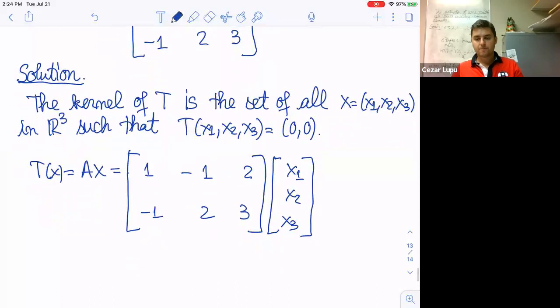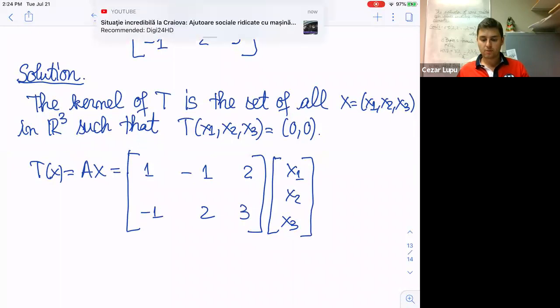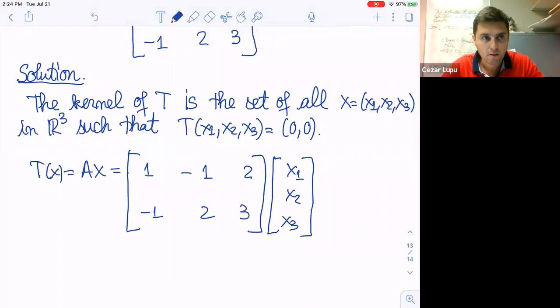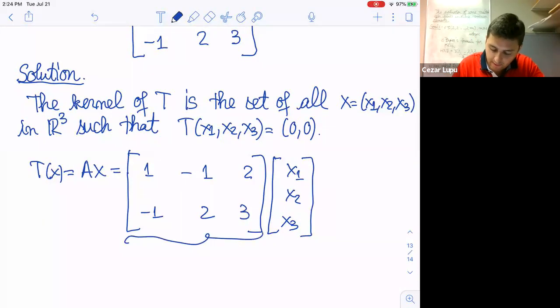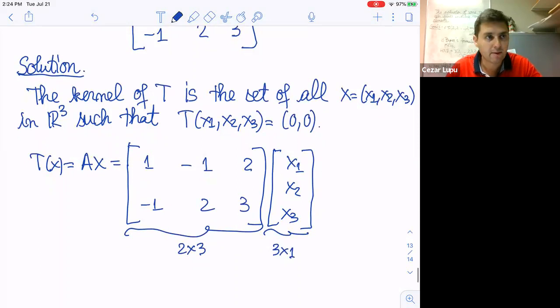I want to ask you, the first matrix, what type of matrix is it, of what order? Can you tell me? So it's a 2 by 3, right? Like Blake says, 2 by 3. And the second one is 3 by 1, correct. And when you multiply this, you'll get a 2 by 1.